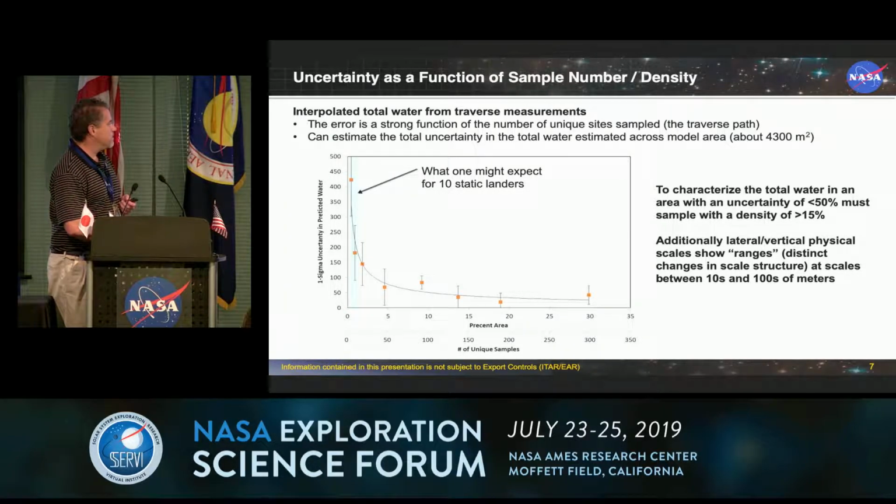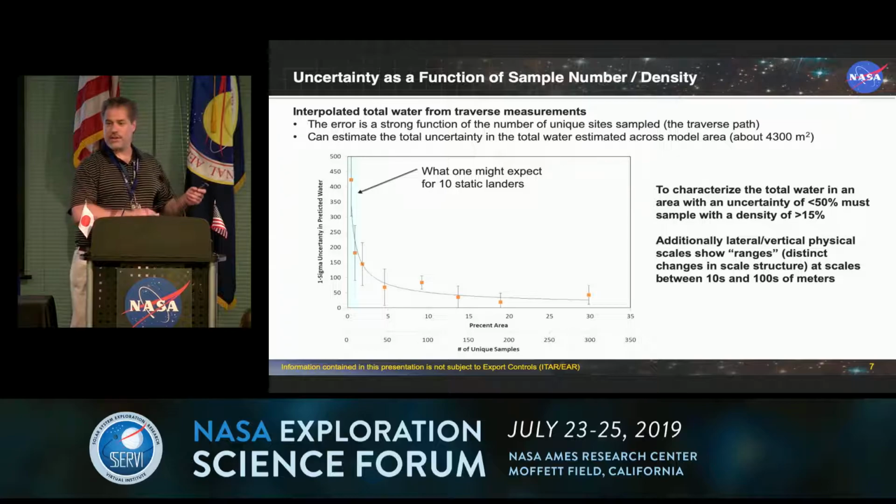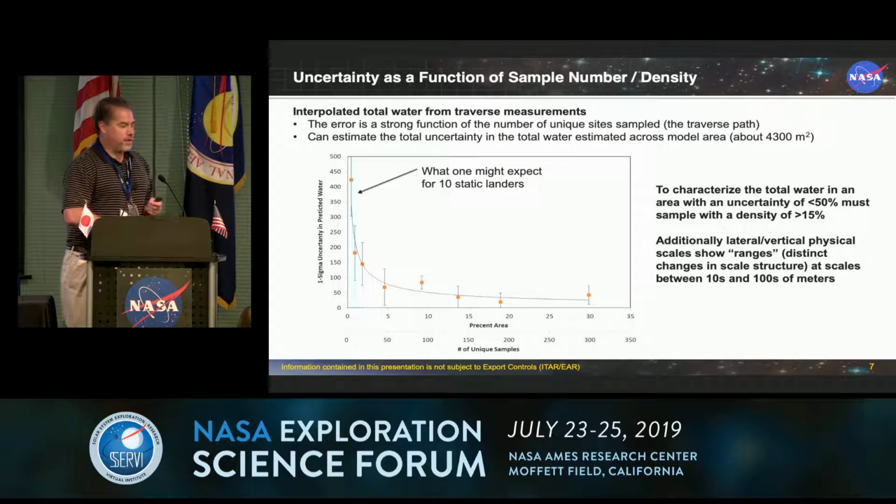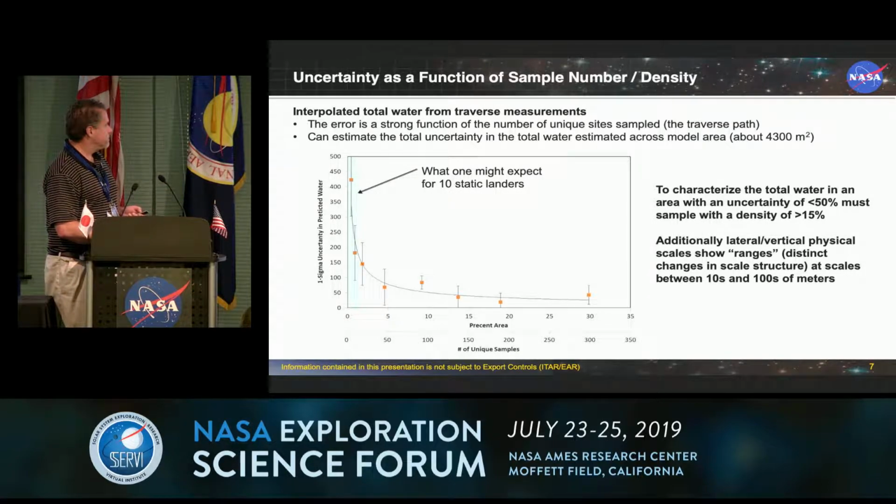You need mobility, especially if there are scales and variations as small as tens of meters to hundreds of meters. But it also tells you that you don't have to paint the entire area. If you get 10 to 15 to 20% coverage, you're actually getting that water concentration quite well. And you can then develop sampling strategies this way. Others have done this so that you can beat this error down further and further.